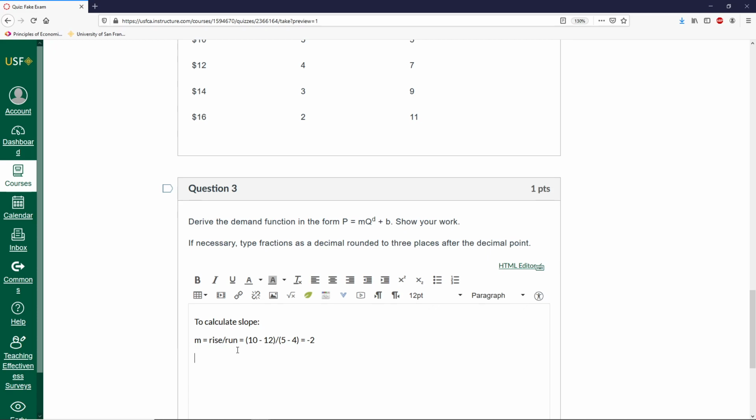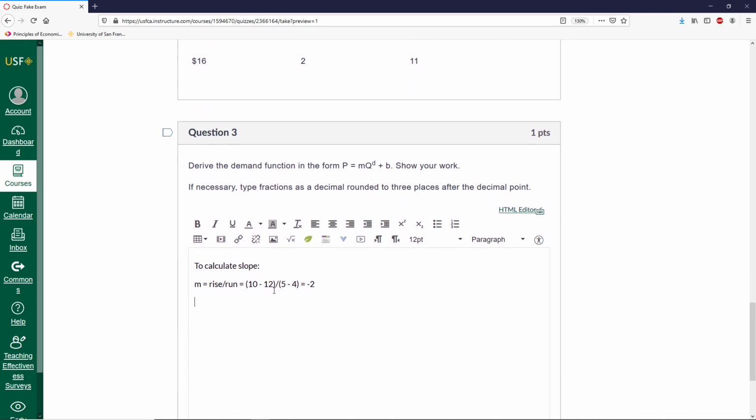So something like this is good enough to show me what you're doing, but please do include the parentheses when you're doing the math here, right? Because I'm just going to be reading it like 10 minus 12 in parentheses, so I know that's something I need to do first before dividing. And then 5 minus 4, again, then I know I'm doing that subtraction before doing the division here, right?